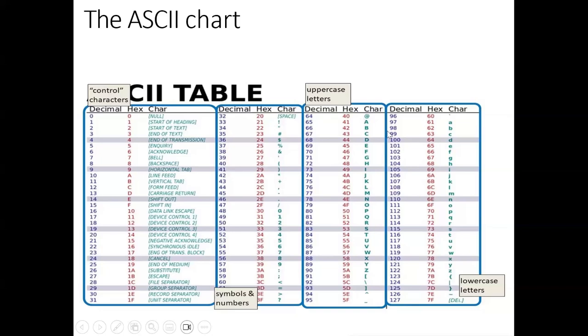And there's this nice correspondence between the two where you could do some math, and they did this on purpose. If you added 32 to any of these uppercase numbers, you would get the lowercase version. So it was this correspondence that was kept. So it's a nice layout, it's well thought out.